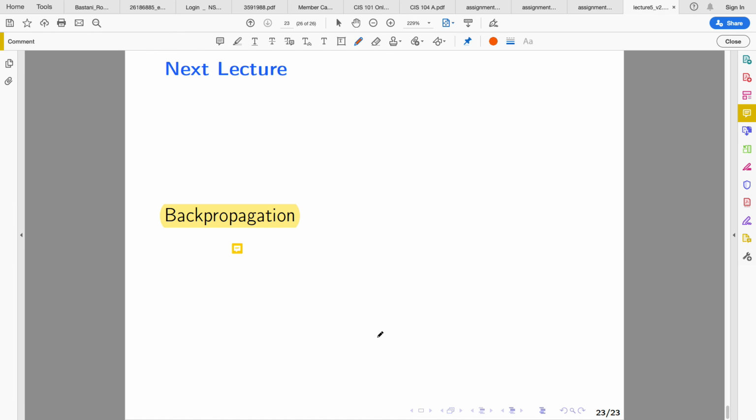Now, in the next lecture, we shall look at backpropagation. How do we backpropagate to be able to update these numbers?